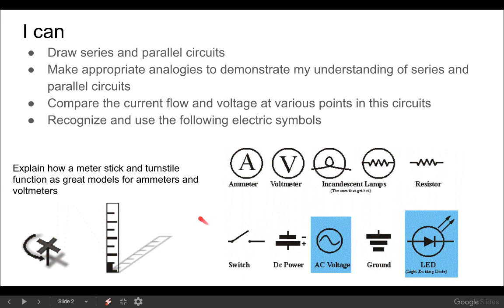So we have some basic schematics here. This is an ammeter. That's a voltmeter. Light bulbs can be shown in a number of ways. A resistor with a circle around it. AC voltage, ground, DC, pretty straightforward. We don't bother with LEDs, but I've included it because they're replacing these, and so you should start learning what this means.